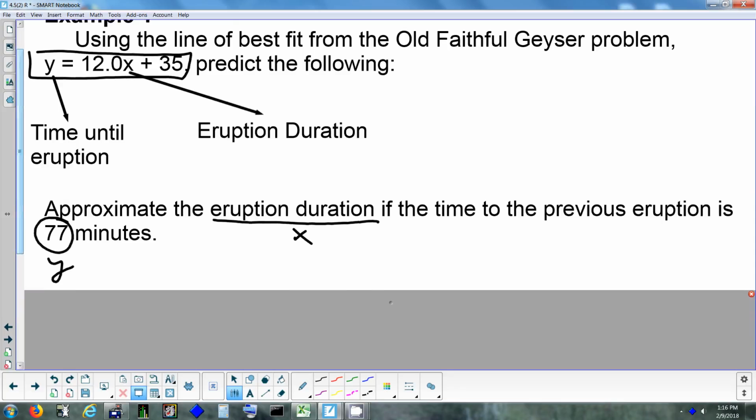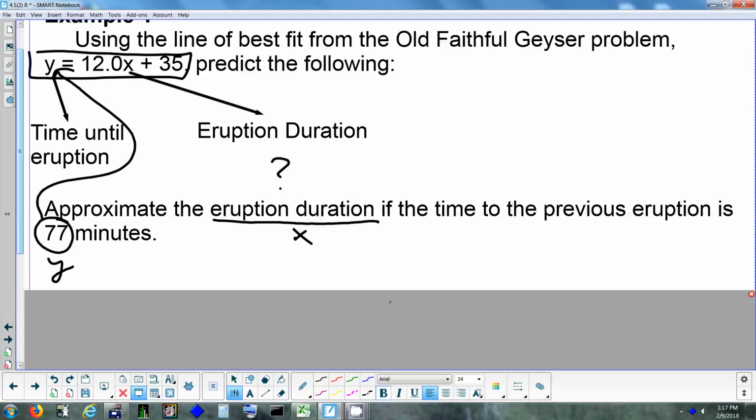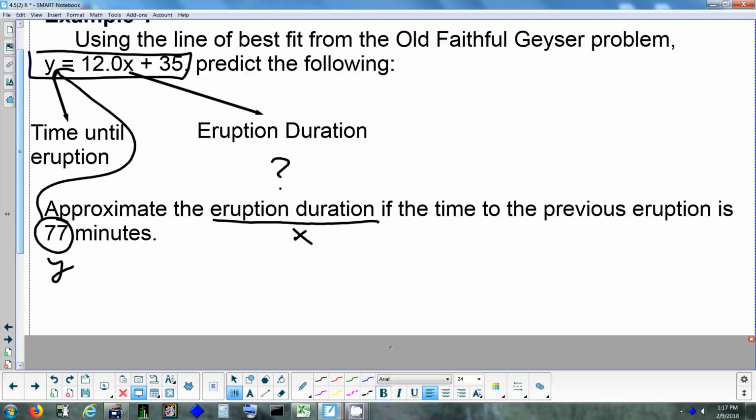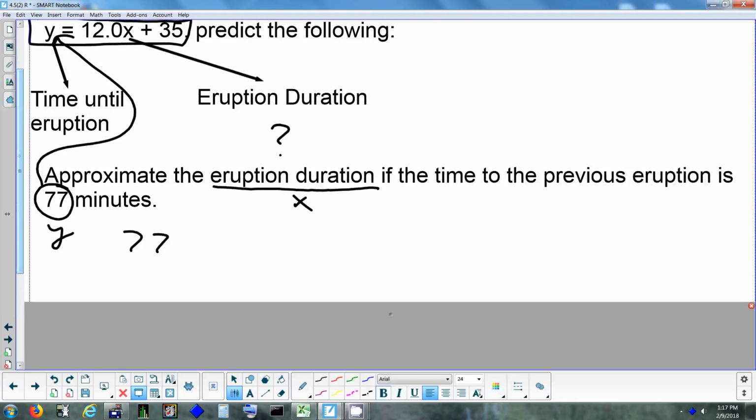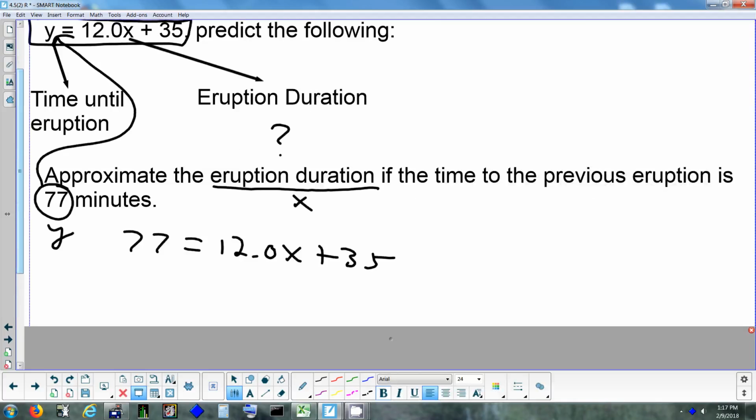And the question says approximate the duration. Duration is x. We're not giving it to you. Eruption duration is x. That's what we don't know. So we're going to fill in 77 for y. Can someone tell me what my equation is going to look like when I do that? 77 equals 12.0x plus 35. So that's the second equation you guys have solved a bunch of times this year.